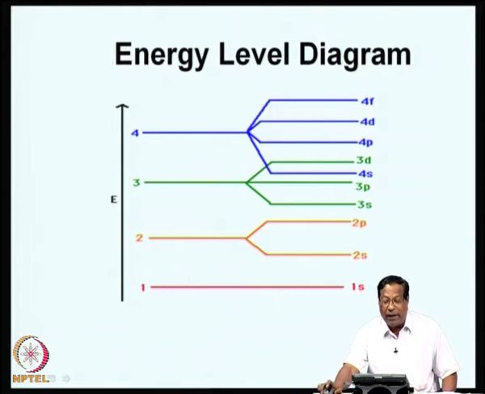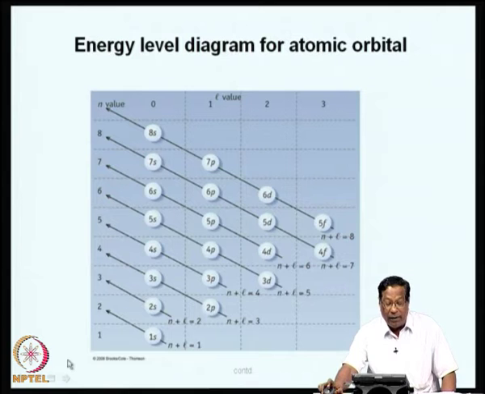Now, the energy level diagram also tells us that first the 1s orbital is filled, in which 2 electrons are permitted, and then the next electron will go to 2s and then 2p, then 3s, 3p. Finally, as the electrons keep on increasing in number, the orbital energy levels can get mixed up and the electronic structure becomes complicated. So, this gives rise to a filling order.